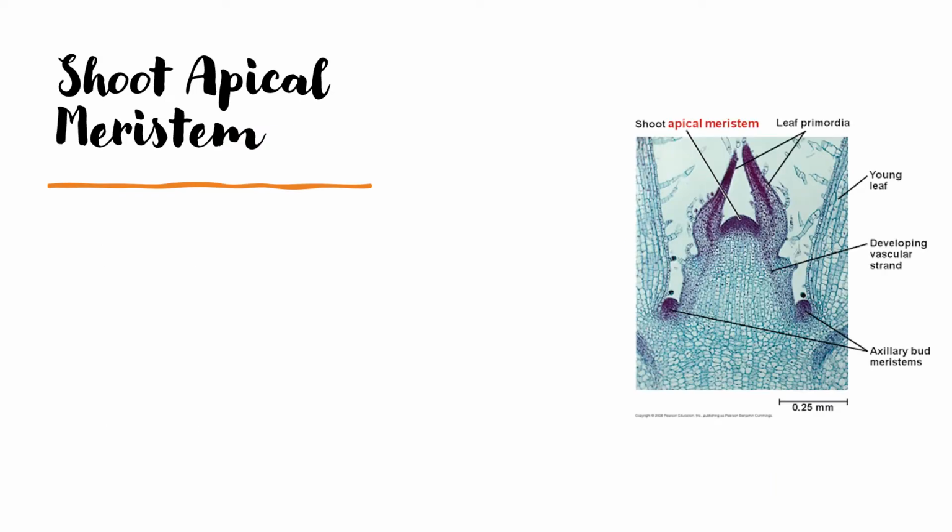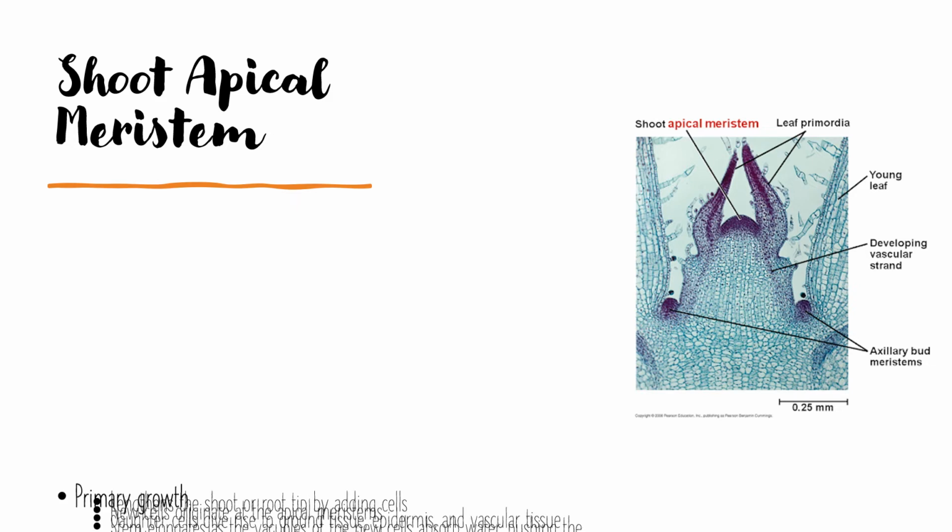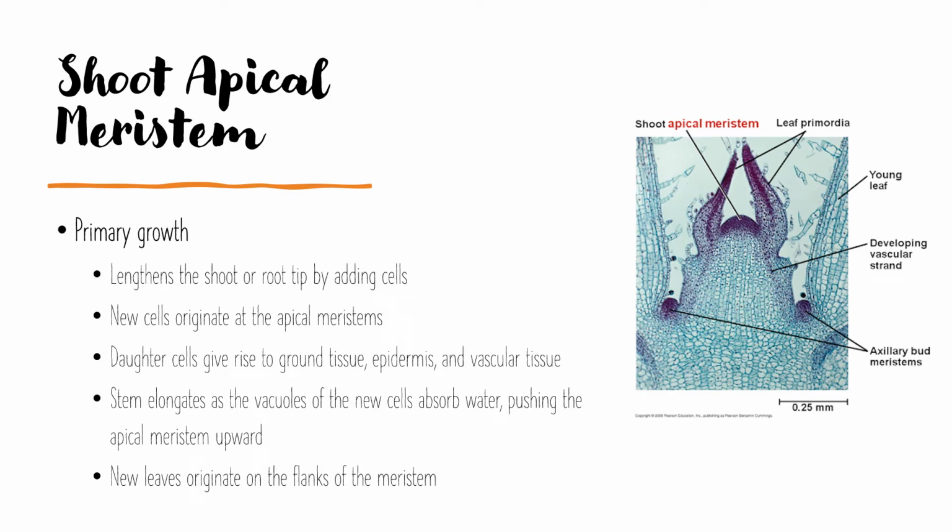So first we have apical meristem. Primary growth lengthens the shoot or root tip by adding cells produced by the apical meristem. The picture that you see here is an example of an apical meristem, specifically a shoot apical meristem. Okay, so new cells originate at the apical meristem. The daughter cells eventually give rise to ground tissue, the epidermis, and vascular tissue.